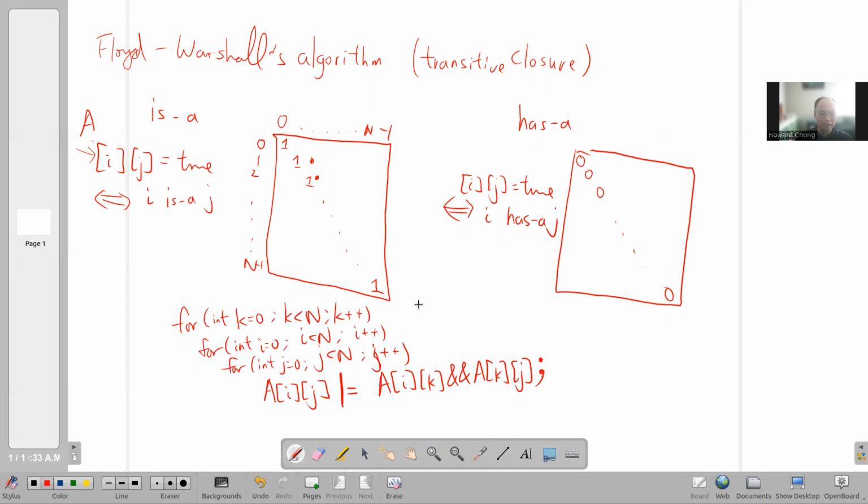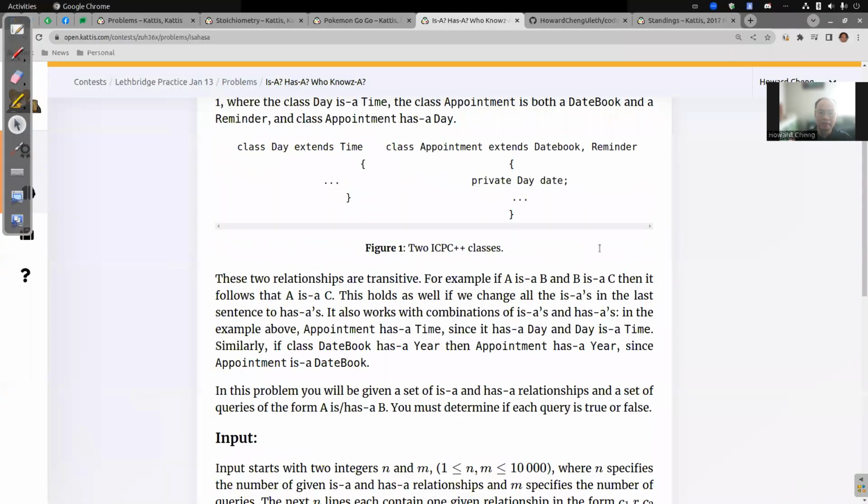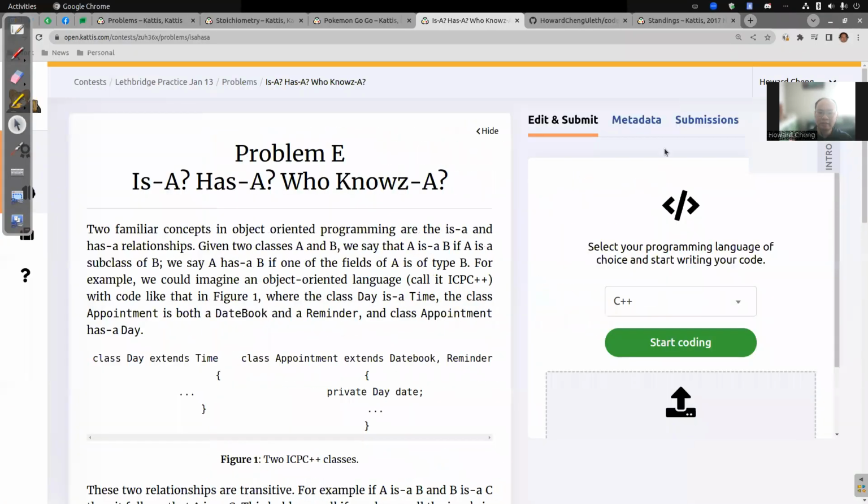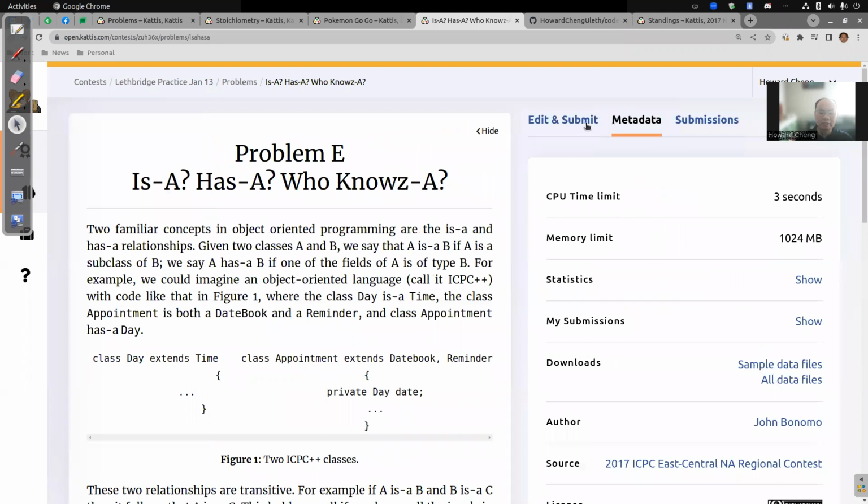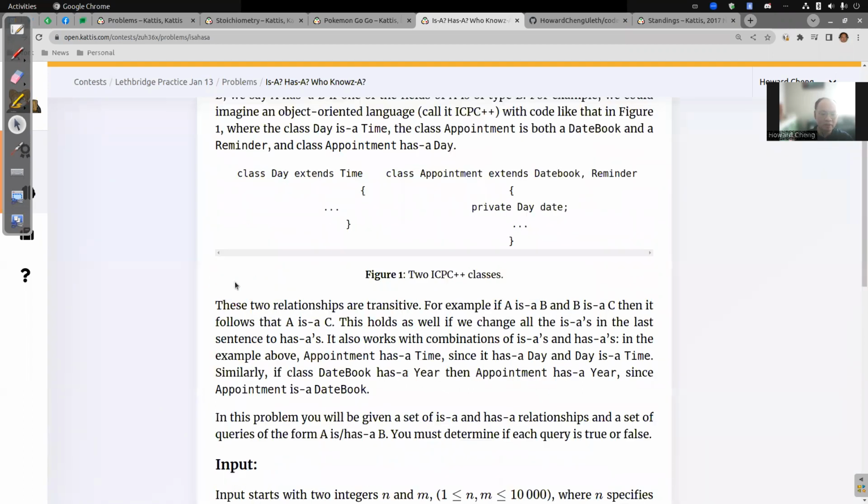And of course, it is very clear that this is n cubed time. And when n is 500, this is definitely good enough. How much time did they give you? There's the metadata. 3 seconds. So 3 seconds is plenty for 500 cubed. All right.